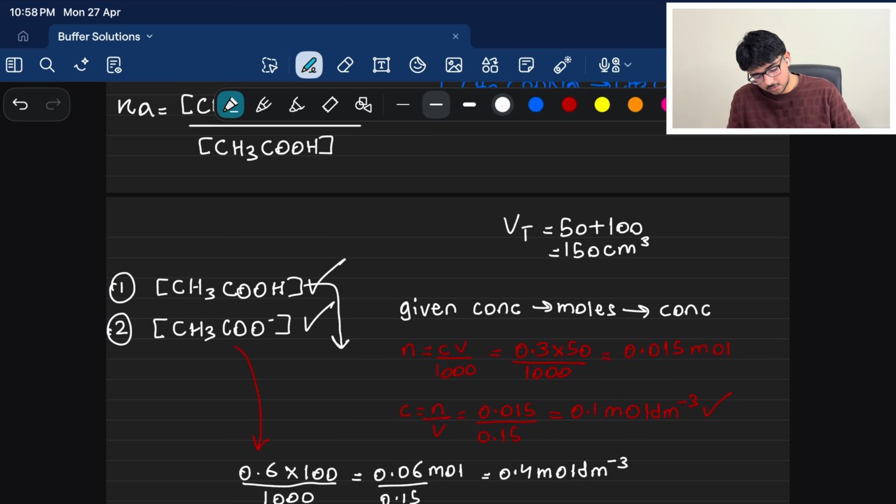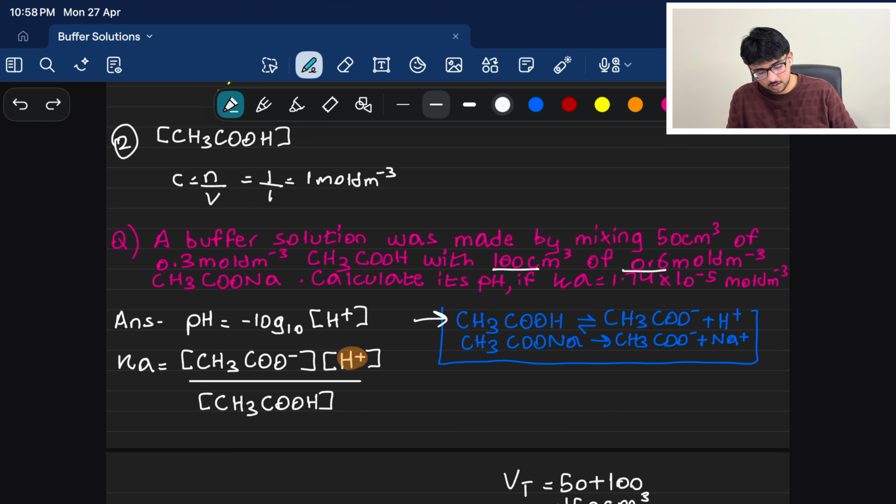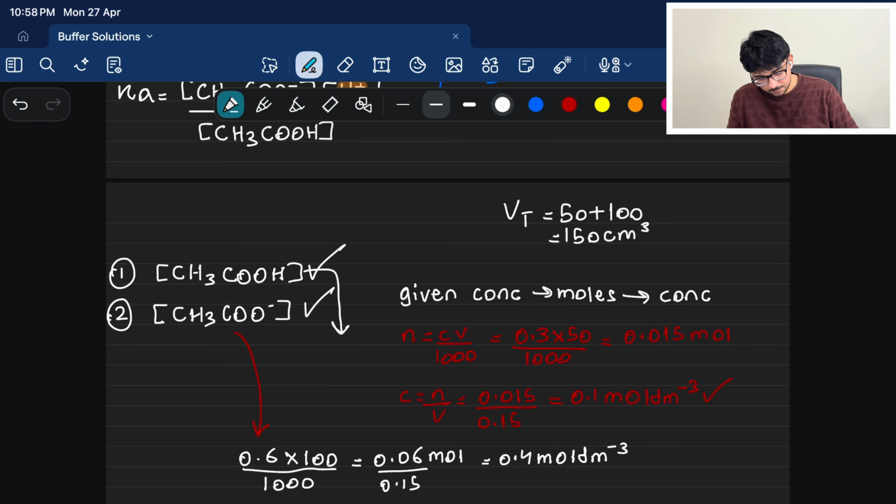So 1.74 times 10 power minus 5, the K, I'm just rewriting this formula, times the concentration of the acid, which is 0.1, divided by the concentration of the ethanoate ions, which is 0.4, equals the concentration of the proton. So 1.74 times 10 power minus 5. I know my calculator is a bad color. I don't care. Divide by 0.4. This is 4.35 times 10 power minus 6 mole per decimeter cube.